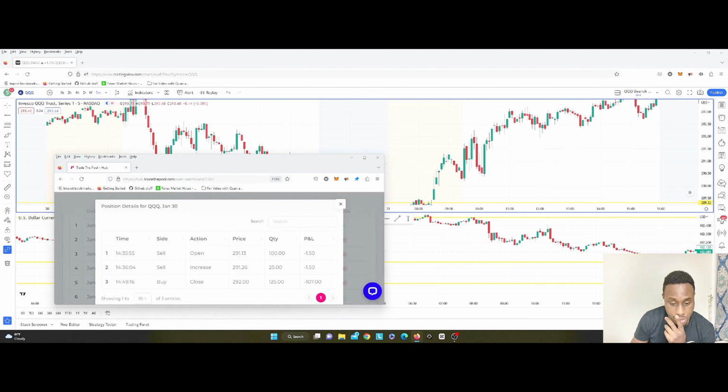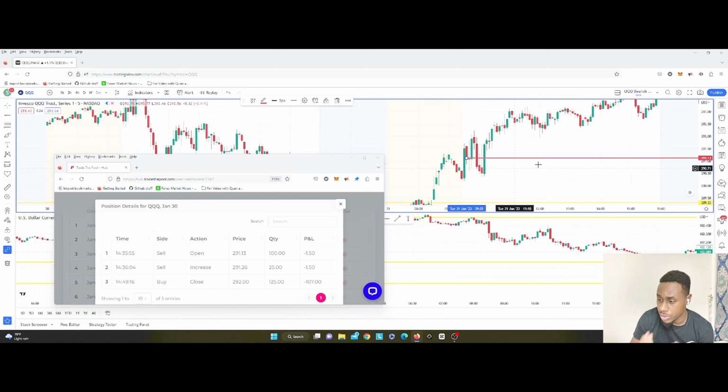So the second direction was when I'm seeing the dollar kind of break up. This is why I flipped to the sell side on the QQQ, and I entered the same candle to the sell side at 9:35, 291.13. Okay, so I entered here to the sell side.